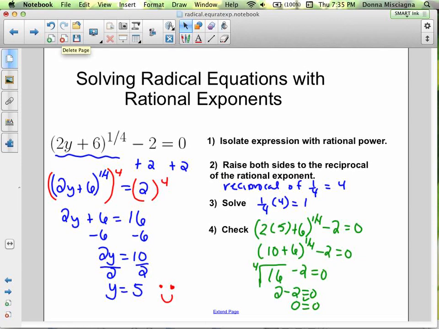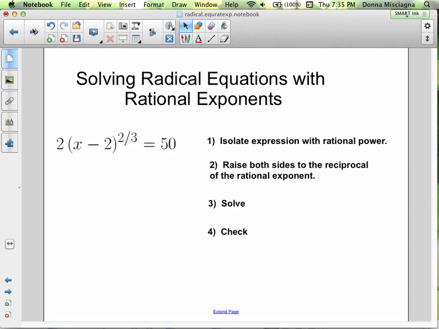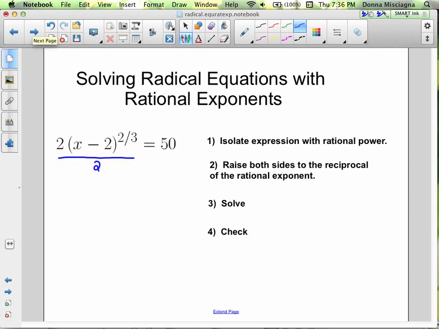The steps really don't change on these. The only thing I can do is give you a harder exponent. So now, none of these 1/4, 1/3. Now I got 2/3 in here. Ooh, a little harder exponent. All right, so the first step is to isolate the expression with the rational power. All we got to do is divide both sides by 2. That's the only other thing besides the expression that's raised to that rational power. So we'll just divide both sides by 2.